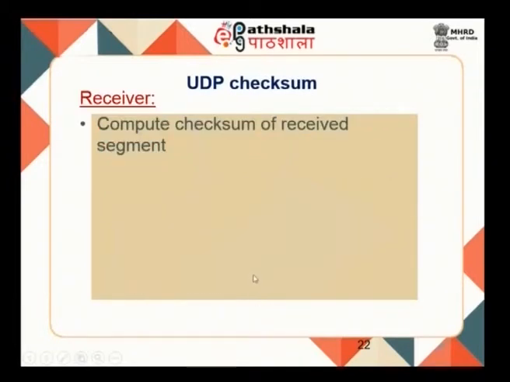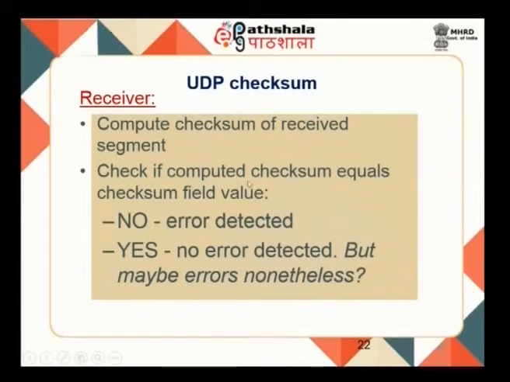At the receiver side, you do the same process, that is, you compute the checksum of the received segment and check if the computed checksum equals the checksum field value. Okay. If it does not match, then that means there is an error, so you will drop the packet. If there is no error, that is if the values match, then no error is detected, but there could still be errors. I will leave it to you as homework to think about why that could happen. But predominantly if your checksum matches, we assume that there are no errors and therefore that the packet has been delivered correctly. So, this is what happens with respect to the checksum.